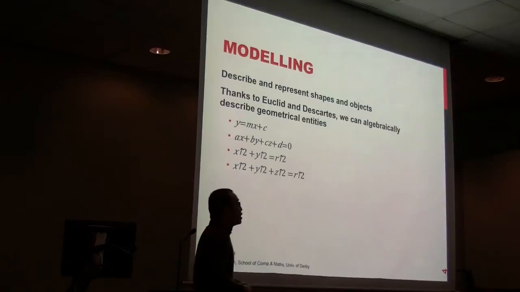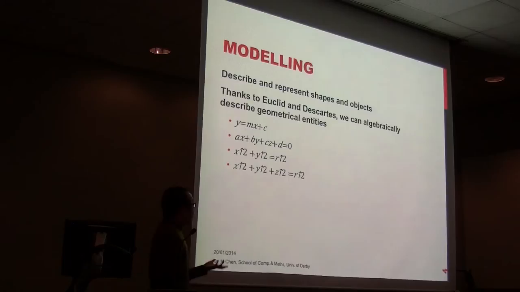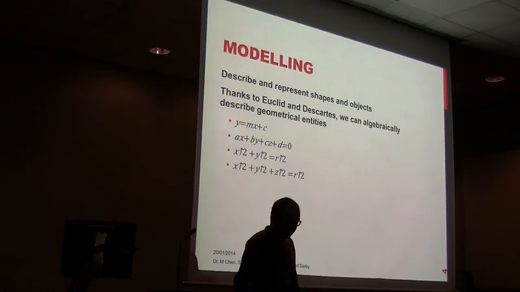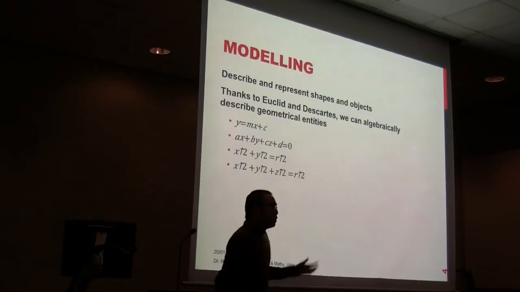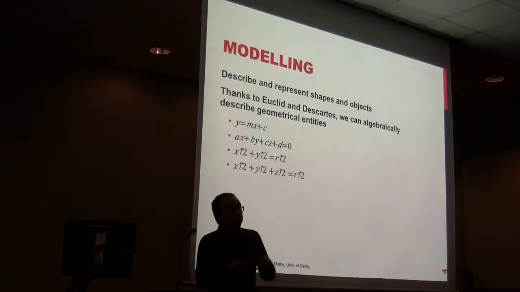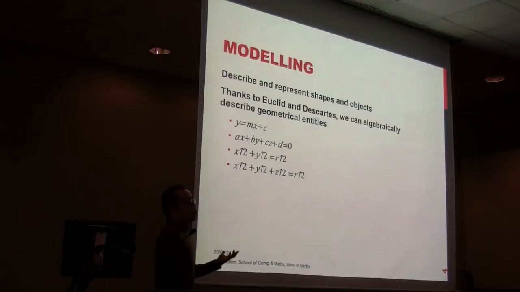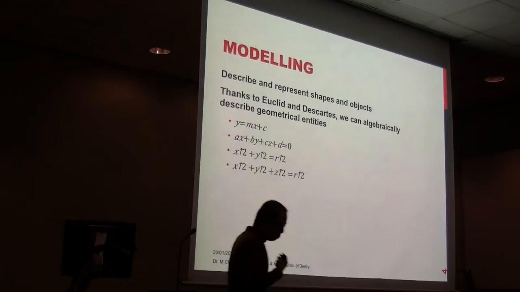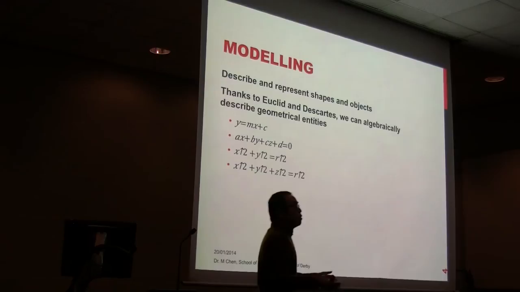In order to do this, we have to actually look back to before Jesus Christ was born, to Euclid. Anyone heard of Euclid? Well done. Euclid is often credited as the father of geometry. He proposed, around 300 BC, a way of describing shapes through angle, size, distance, this kind of quantity. But it wasn't until Descartes, a French mathematician, who unified the notion of geometry and algebra.